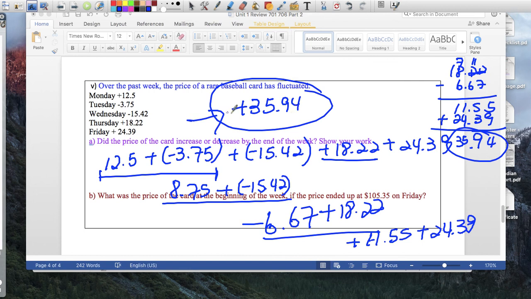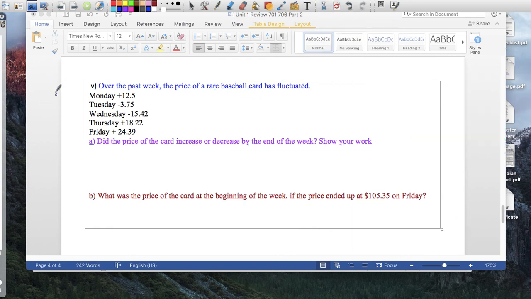So I'm going to write that the price of the card increased by the end of the week, okay, because the change here was a positive change. So let me write 35.94. Remember that number, 35.94 positive. Second part says, what was the price at the beginning?